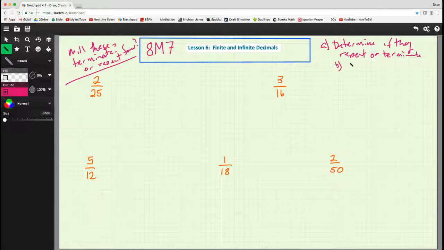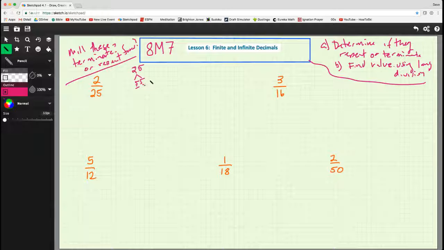And then B, find the value. So we can just find the value using long division, but we're going to predict in advance for fun to prove our point. Okay, so the first thing we're going to do to determine if they repeat is a prime factorization on our 25. So our 25 is a 5 and a 5. Because it has only 2's and 5's, it will terminate. We know this will terminate. And so let's prove that.